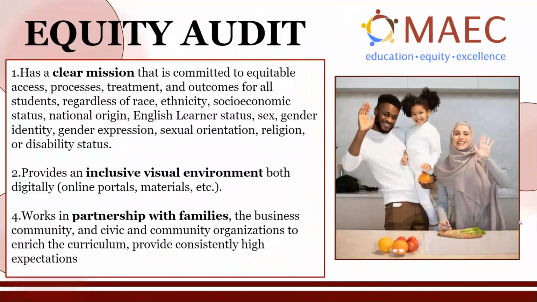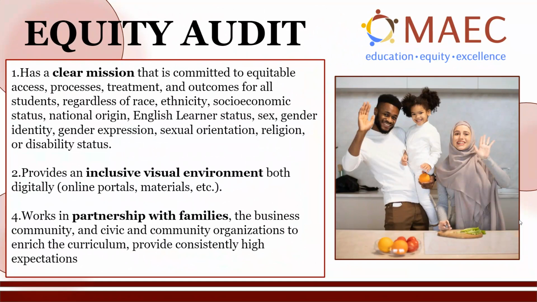As our school, do we have a clear mission that is committed to equitable access, processes, treatments, and outcomes for all scholars, regardless of their race, ethnicity, socioeconomic status, national origin, English language status, English learner status, sex, gender identity, gender expression, sexual orientation, religion, or disability status? Essentially, all of those things are on the diversity wheel. So do we have a clear mission that we're committed to these equitable practices?